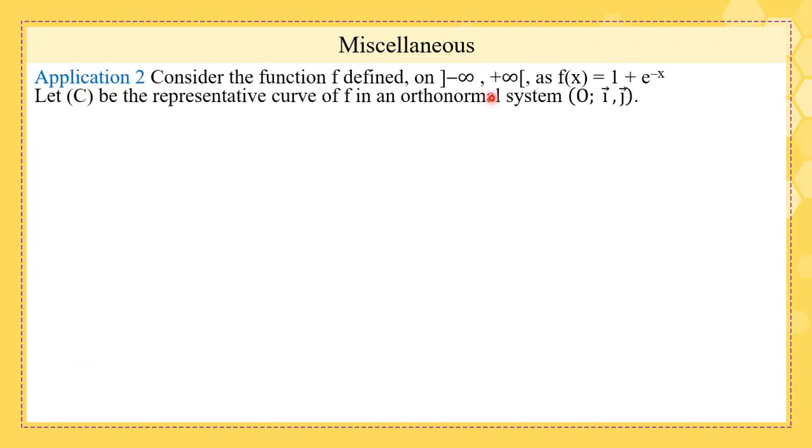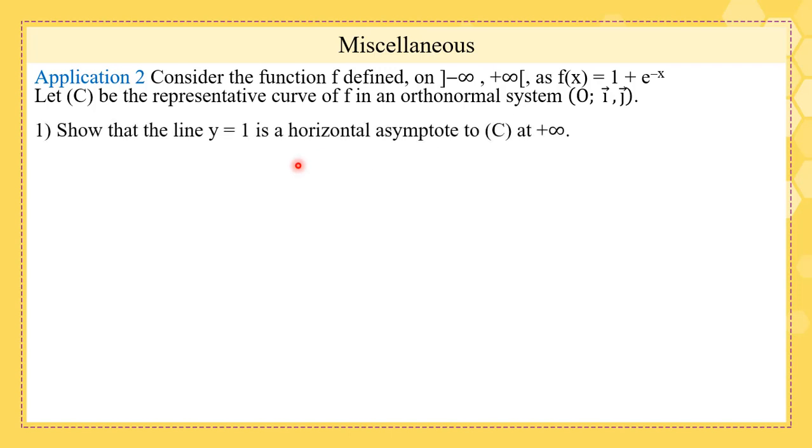Now let's see this miscellaneous question. We have the function f defined as follows. C is its representative curve. We need first to prove that the line y equals 1 is a horizontal asymptote to C at plus infinity. Try to do it alone.